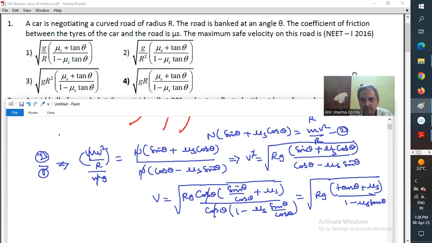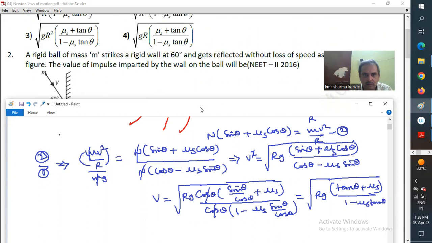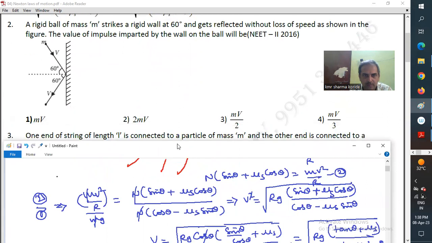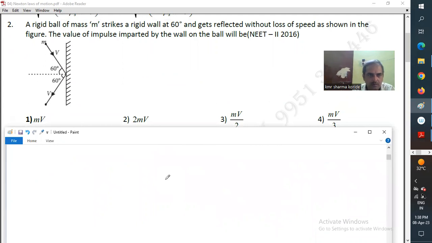Moving to the next question. This is the question which is based on change in the momentum. So this is the rigid wall. Ball is hitting the wall at an angle 60 with the normal. So ball will have its components. Let us say this is V sin theta. So V is resolved into two components. Because this acts as adjacent, this is going to be V cos theta.